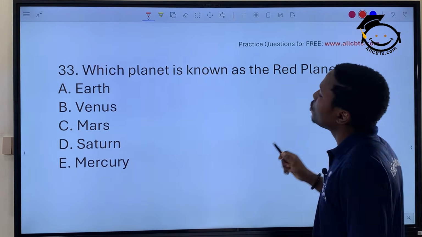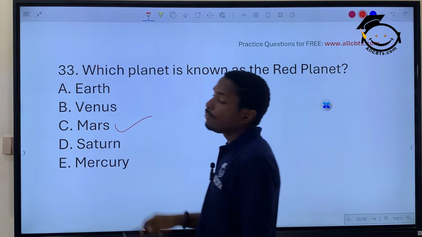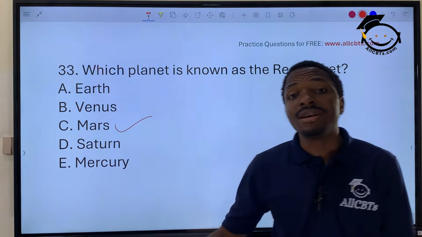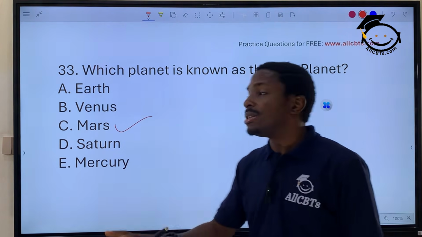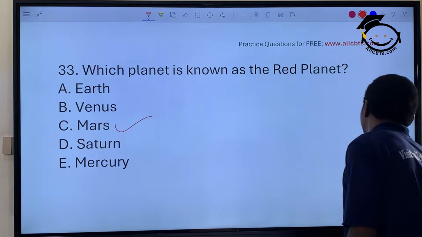33. Which planet is known as the red planet? That planet is Mars. Why? Because it contains red sand. It contains a lot of red sand and iron oxide. So it is called the red planet.